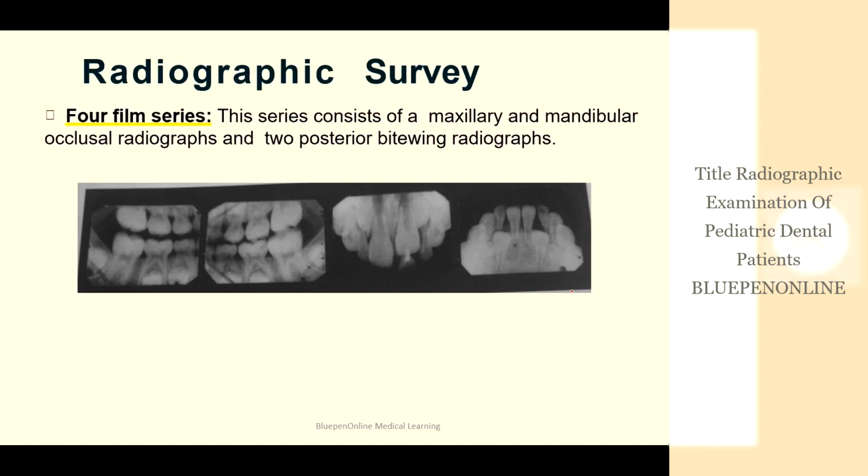In order to make the child cooperative, a radiographic survey can be done. In a radiographic survey, we take certain radiographs which will be helpful in complete diagnosis of the dentition. There are different radiographic surveys: 4 film series, 8, then 12 and 16 film surveys. The 4 film series comprises maxillary and mandibular occlusal radiographs and 2 posterior bite-wing radiographs.